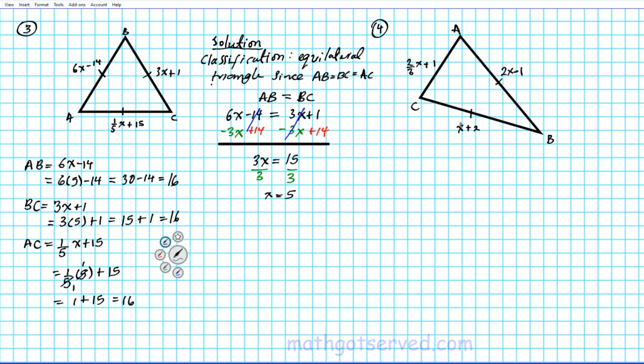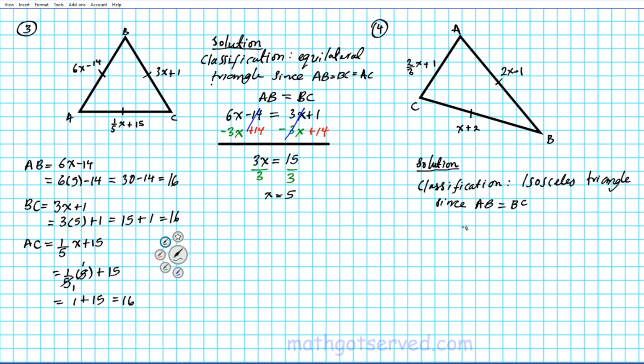All right, let's take a look at the last one, problem number 4. So what kind of triangle is this? We notice that only 2 sides are marked. So if only 2 sides are marked, the classification is as follows. A triangle with only one pair of congruent sides is called an isosceles triangle. Okay? Now, how do we know it's isosceles? Since 2 sides, AB is equal to BC.